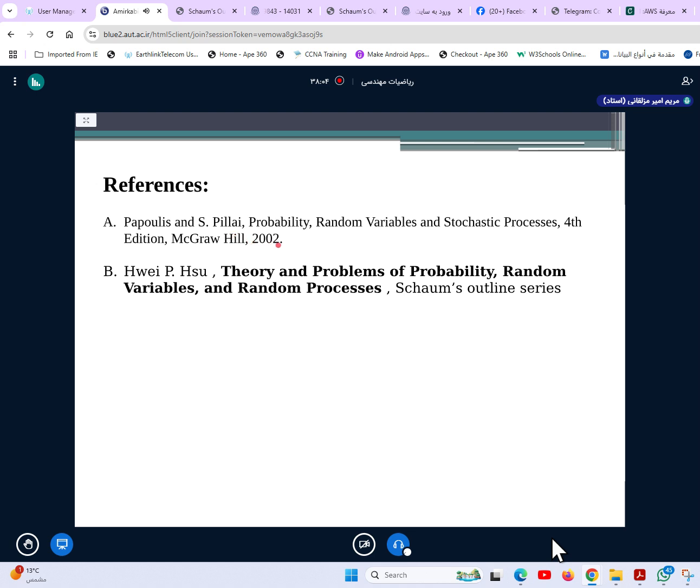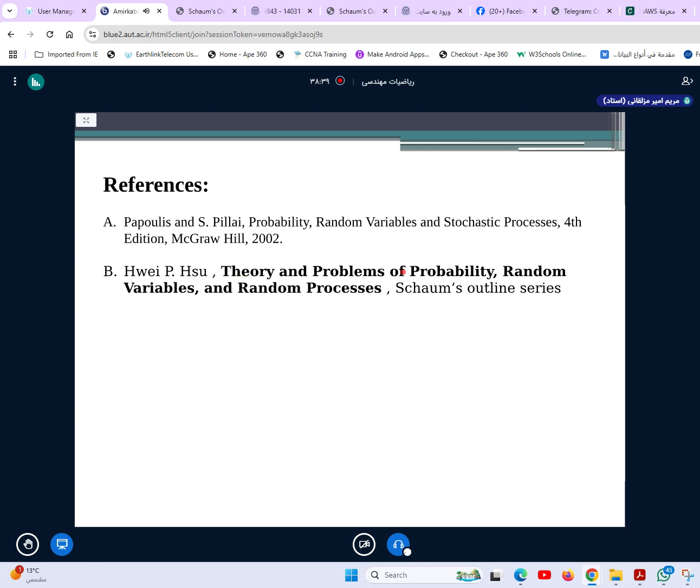The references of this part are these two books. The first book is Random Variables and Stochastic Processes by Papoulis. The main material of these slides is from this reference, or reference A. But this reference is rather complicated. Maybe it's difficult for you to read. So I suggest that you focus on my slides and my explanations, and then you can use the second reference.